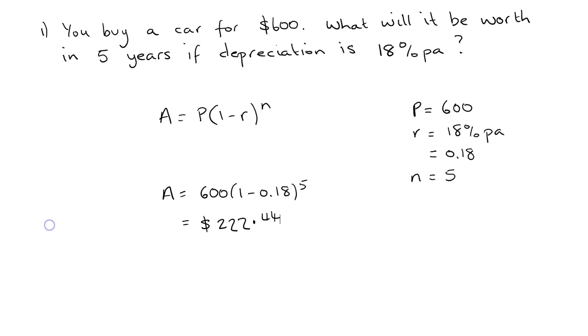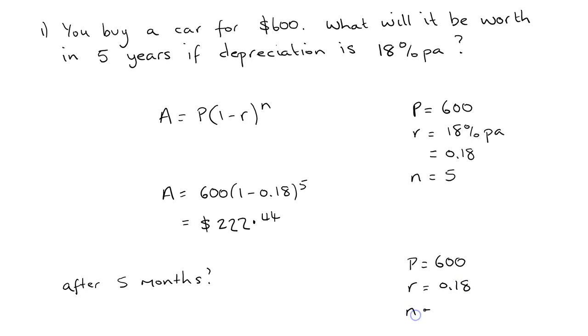Now I'm just going to illustrate if the R and the N are not in the same time periods, how we work that. So if, for example, it didn't say 5 years, but it said after 5 months. Okay, so what we've got is P is the same, 600. Our R is our depreciation rate. Now we can't change that. It's per annum, and that's what we need to keep it at, 0.18.